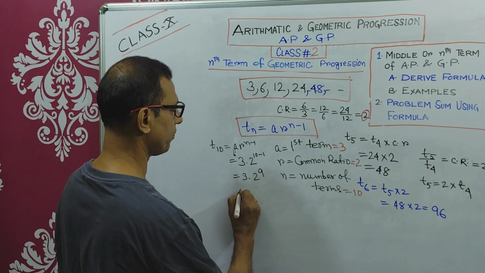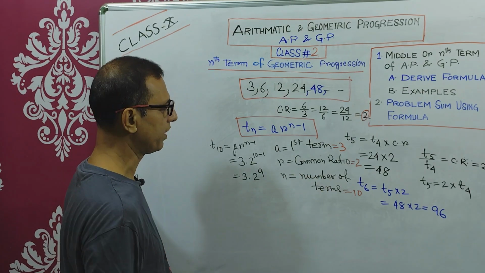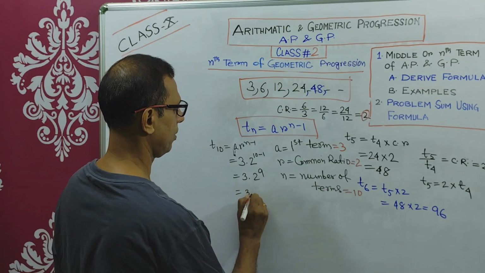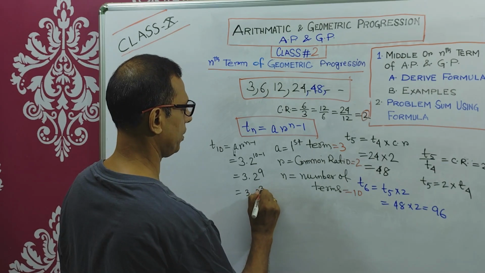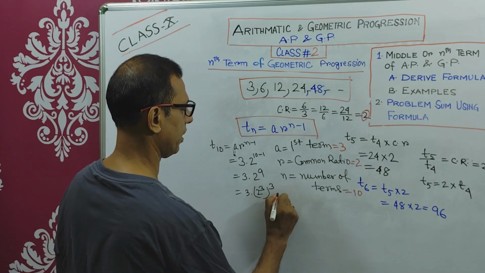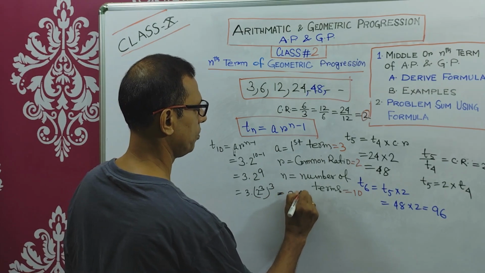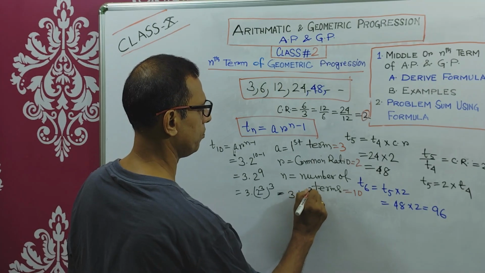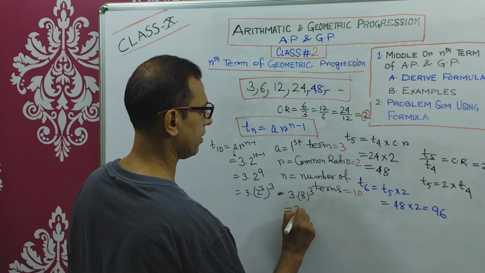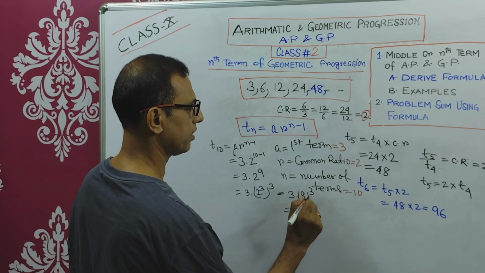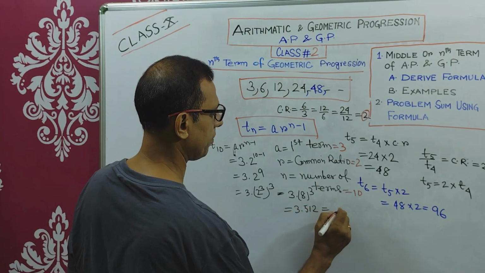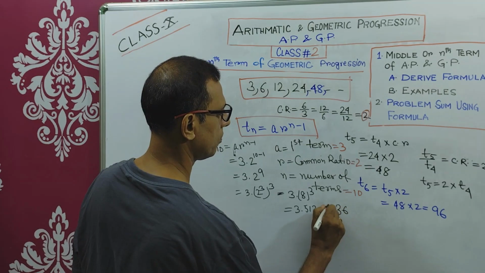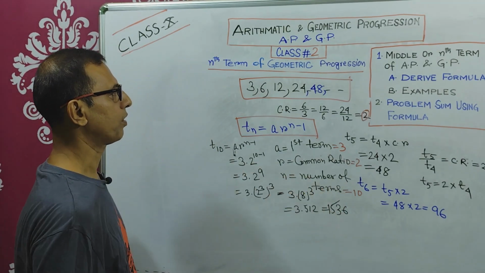So what is the value of 2 to the power 9? That you need to find out. Right? 3 into 2 cubed is 8. 2 to the power 9 means 2 cubed, cubed. That means 3 into 8 cubed. So 8 squared is 64, and 64 into 8 is 512. That means 3 into 512, 3 times 6 is 18, giving 1536. So T10 is 1536.